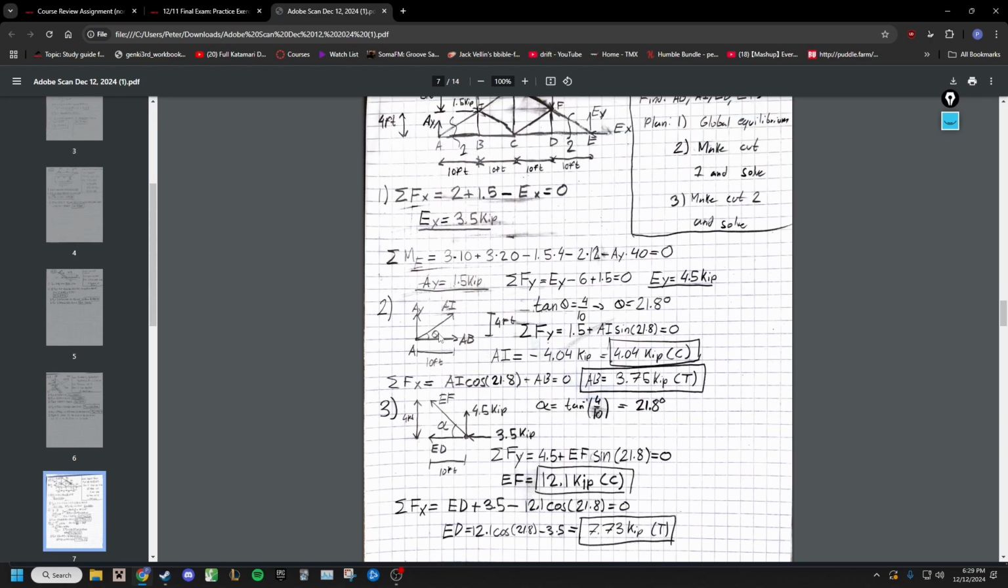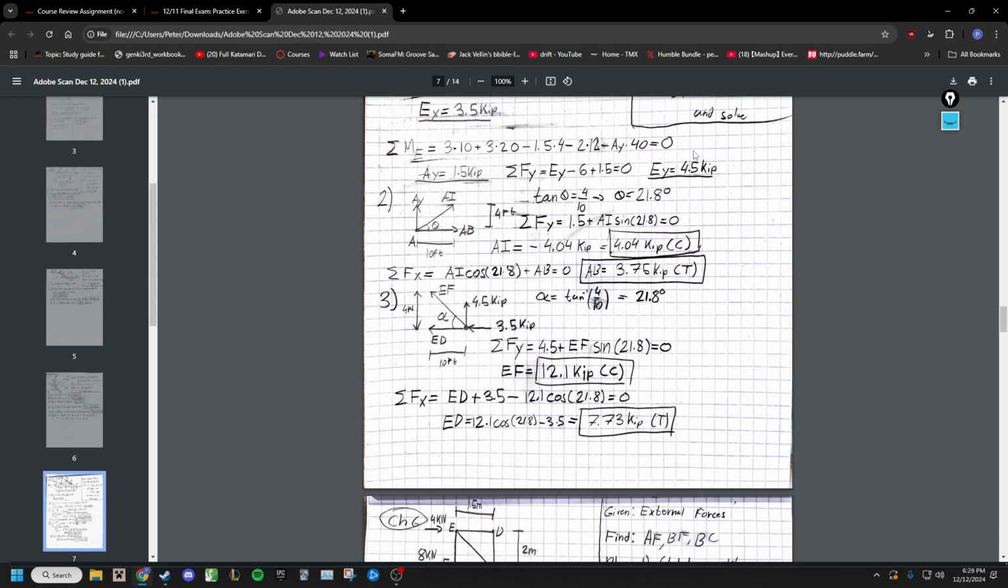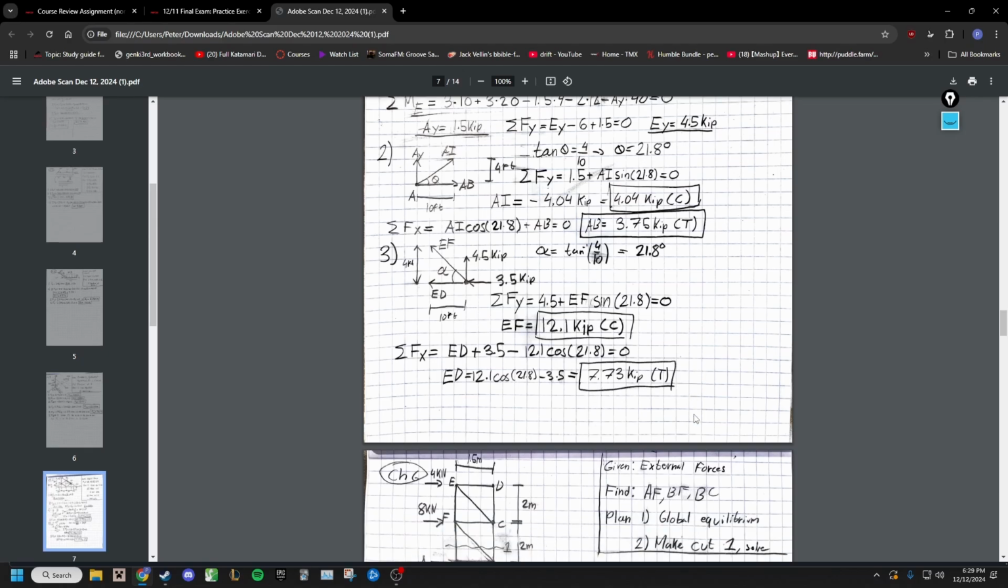Oh, and we have to first find this angle theta here, and we do that by taking the arctan, or inverse tangent, of 4/10. Here, it's the same solution. We first find the angle alpha by doing the arctan of 4/10, which is 21.8 degrees. Then we do the sum of the forces in the y dimension. Then we find that EF equals 12.1 kip in compression. Then we do the sum of the forces in the x dimension. We find that ED equals 7.73 kip in tension.